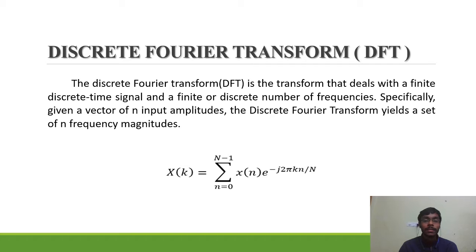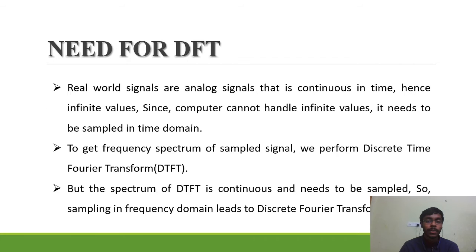So what is the discrete Fourier transform, DFT? The discrete Fourier transform is the transform that deals with a finite discrete time signal and a finite or discrete number of frequencies. Specifically, given a vector of N input amplitudes, the discrete Fourier transform yields a set of N frequency magnitudes. That is X[k] equal to the sum over n equal to 0 to N minus 1, x[n] e to the power minus j 2 pi k n divided by N, where capital N is the number of samples in time domain.